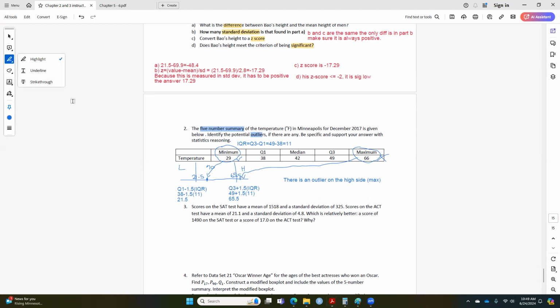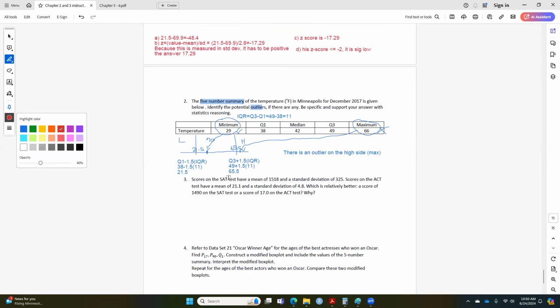Okay, we're going to continue with question 2. For question 2, we are given two tests. One is an SAT test, which has a mean of 1518 and a standard deviation of 325, and you got an SAT score of 1490. It's pretty good, a pretty high SAT score. And now we talk about the ACT that I highlight in purple here. The ACT has a mean of 21.1 with a standard deviation of 4.8, and you got an ACT of 17.